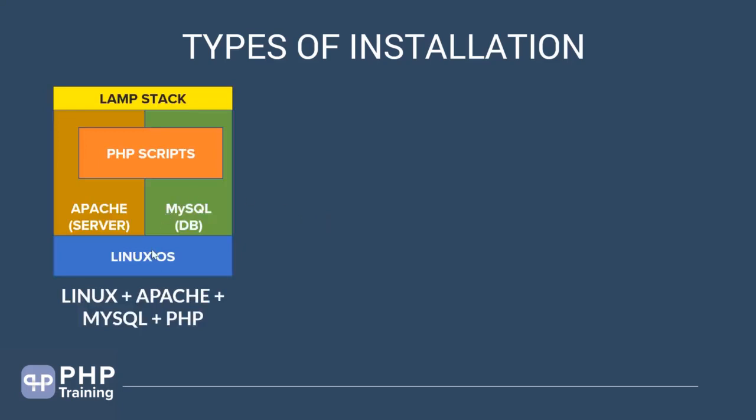Let's look at the types of installation stacks that we have. The first stack is called the LAMP stack, which is Linux, Apache, MySQL and PHP. Linux is the OS, Apache is the web server, MySQL is the database server, and PHP is the scripting language. These are individual components combined together to form a stack, and this stack is called LAMP. So if you build a web application and it is running on Linux, then you need a LAMP stack.